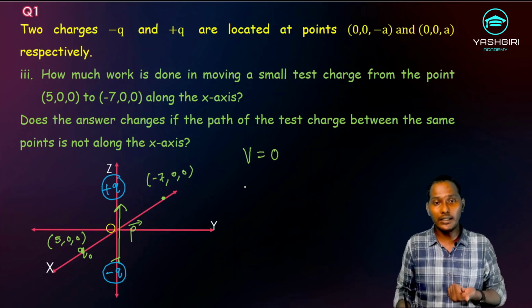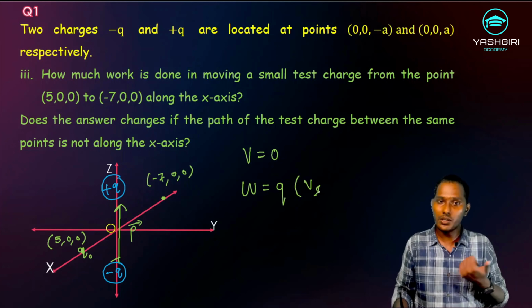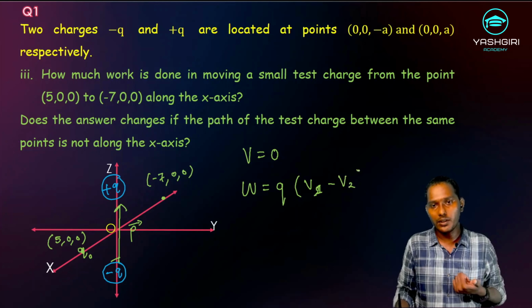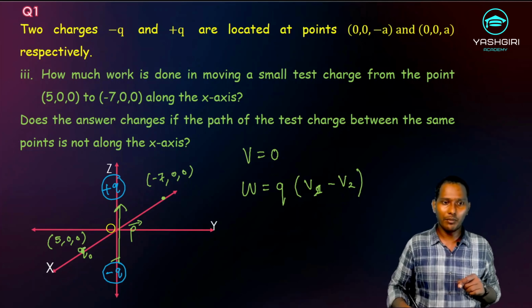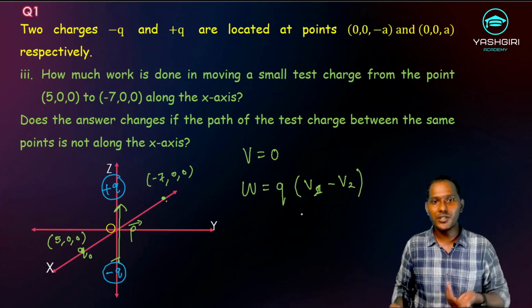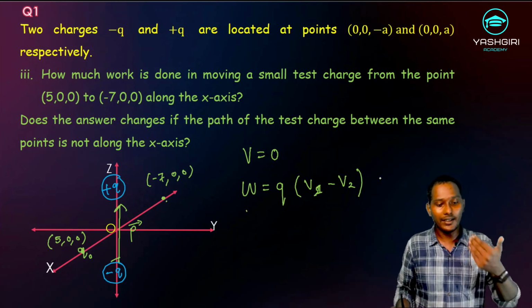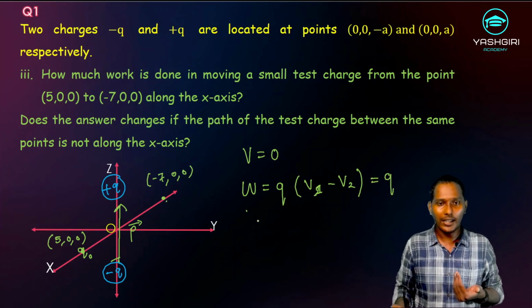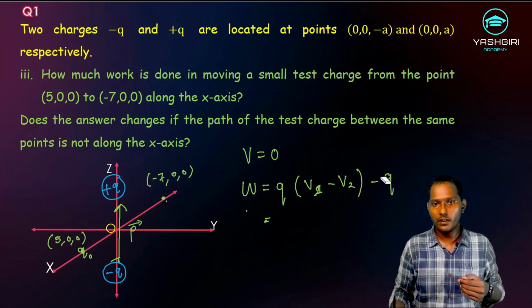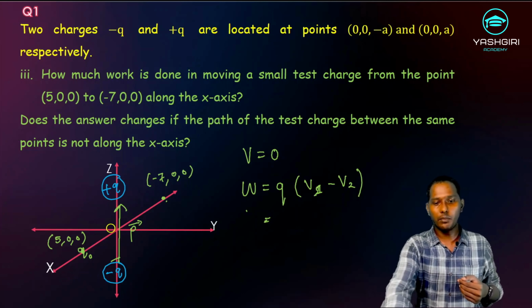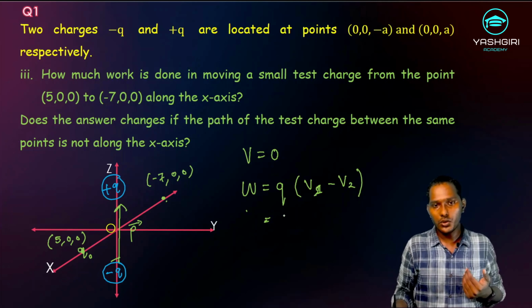We know that work done is nothing but the product of charge and potential difference, which here is V1 minus V2. That is the potential difference. If we are moving from one point to another and the potential difference is 0, then the work done will be 0. So Q into 0, the work done will be 0.